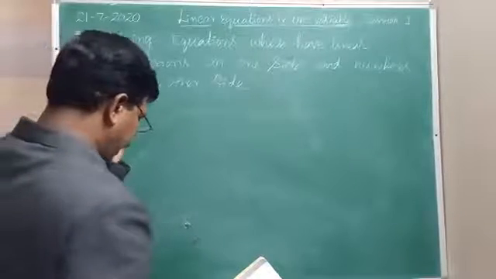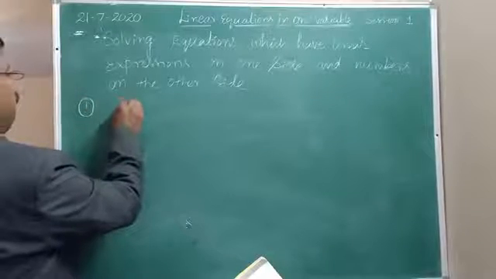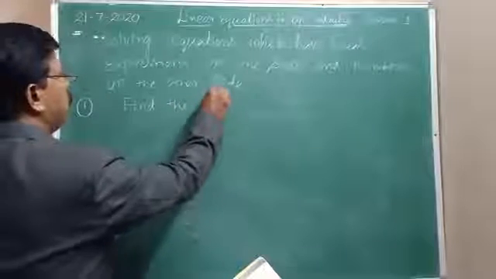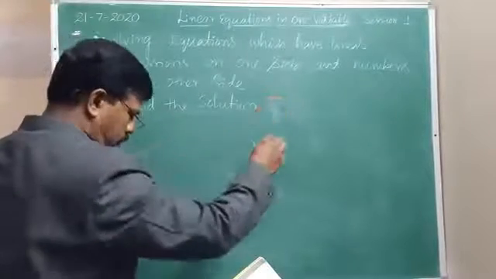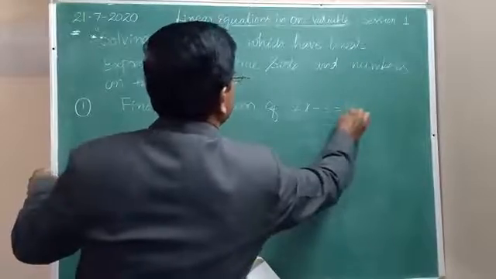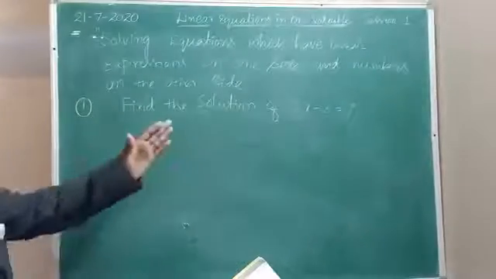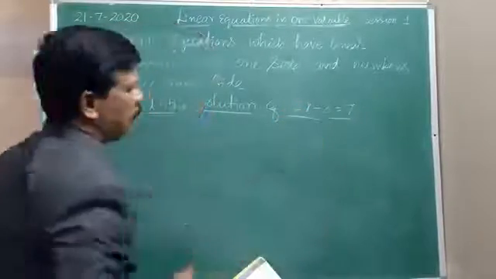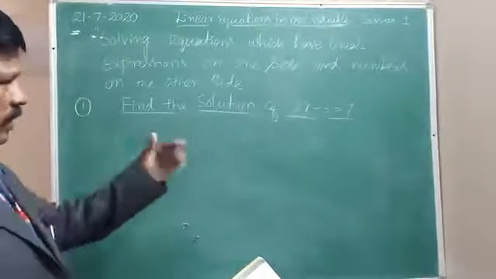Now take an example. First one, find the solution of 2x minus 3 equals 7. Now, first thing, using the properties, the removal of the unwanted things.